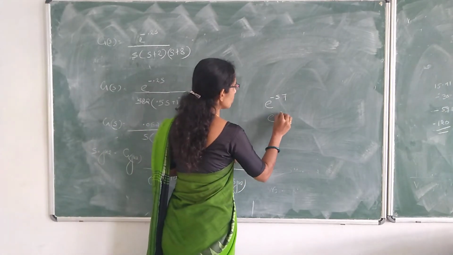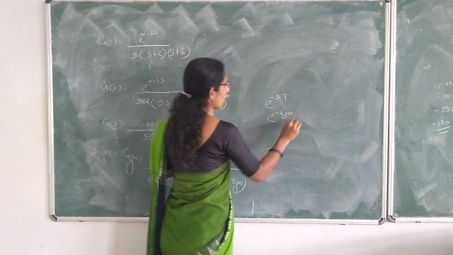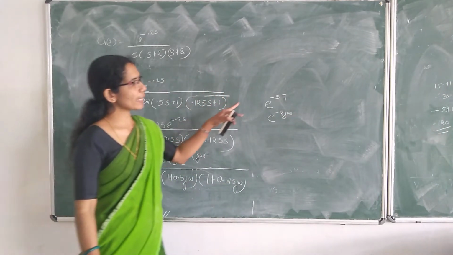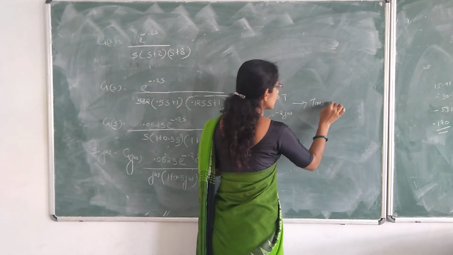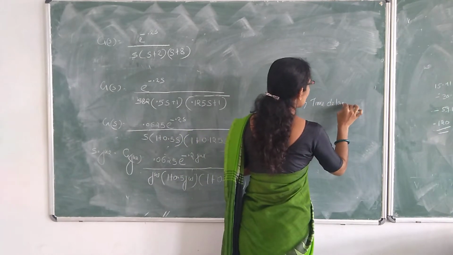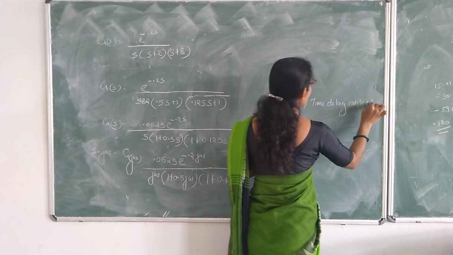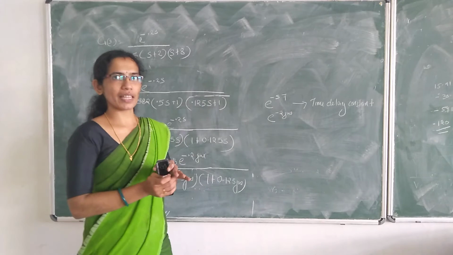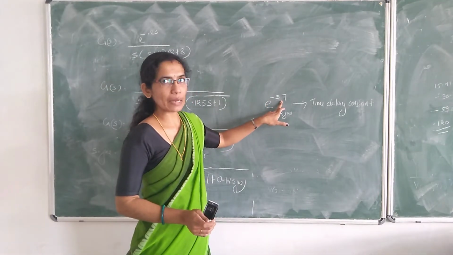That is e raised to minus 0.2 j omega. This e raised to minus st is called the time delay constant. This is called the time delay constant.